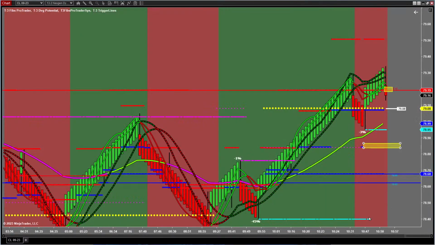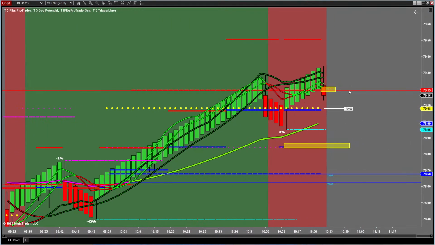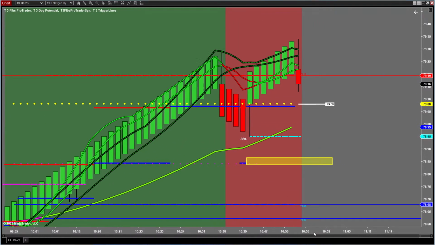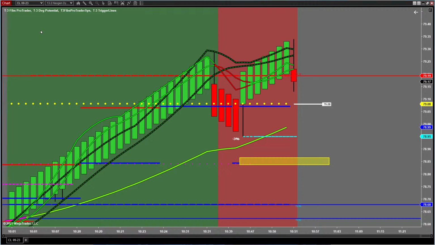Anyway, I want you to look at the triggers over here. And again, do we see a trigger line configuration that looks super positive for going long? Not really. The small triggers are below the large triggers, which traditionally is not very strong for going up. They can go up, but it's not traditionally very strong.